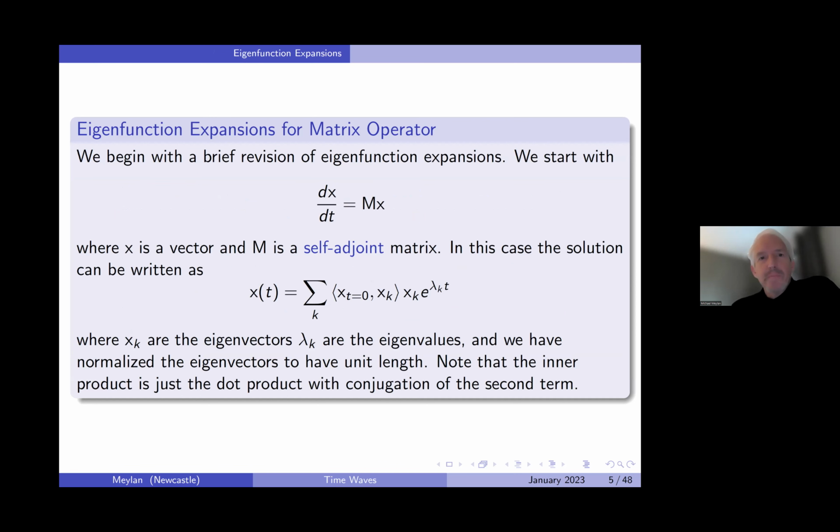Basically it just generalizes, as everything in maths is a generalization of a previous idea. It generalizes this problem that everyone should have met, where you've got dx/dt = Mx, where x is a vector, I probably should have used bold here, and M is a matrix. We're assuming the matrix is self-adjoint, has eigenvectors and eigenvalues, and in the case of a self-adjoint matrix, they're orthogonal. And you can get this expansion for the solution written in this form here.